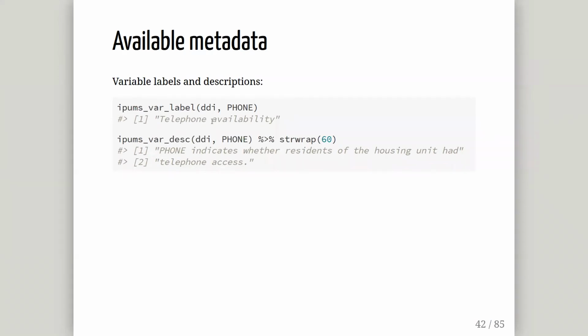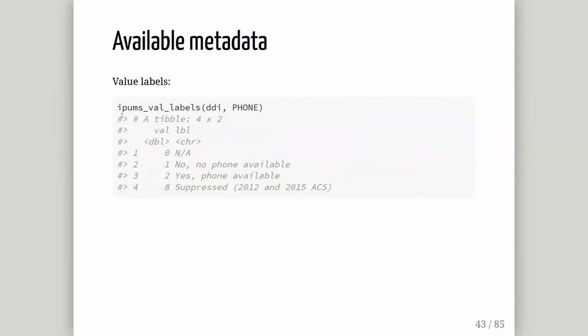You can also point directly to the column in the data set, as we'll see below. So phone is telephone availability, and the longer description says phone indicates whether residents of the housing unit had telephone access. So that's a little bit better than just the name itself. We can also print out the value labels with this ipums_val_labels helper function. And we see from that that the variable phone takes 4 values, 0, 1, 2, and 8. And the labels for those are NA, no, yes, and then suppressed.